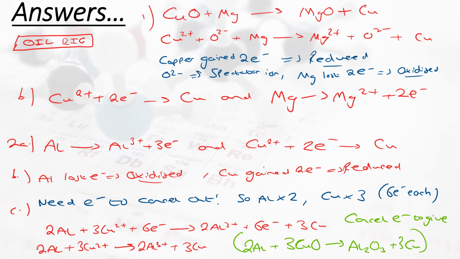And then our 6 electrons on both sides are the same, so they cancel out. It's like having plus 2 and minus 2 almost. And so we then end up with 2 aluminium plus 3 lots of copper 2+ going to 2 lots of aluminium 3+ and 3 lots of copper. And so if we wanted to write out our genuine full equation, because of course in this case the oxygen again would be the spectator ion, we'd have 2 lots of aluminium plus 3 lots of copper oxide to make aluminium oxide, Al2O3, plus 3 lots of copper.